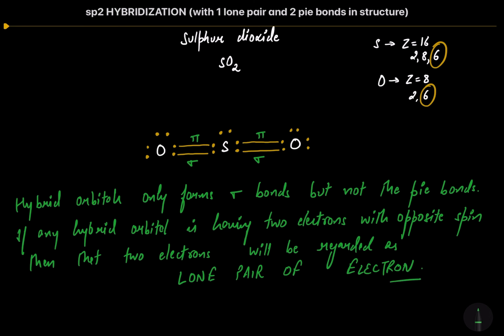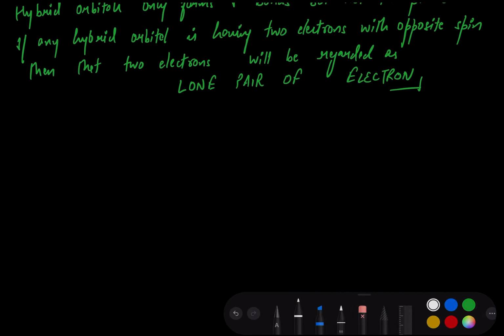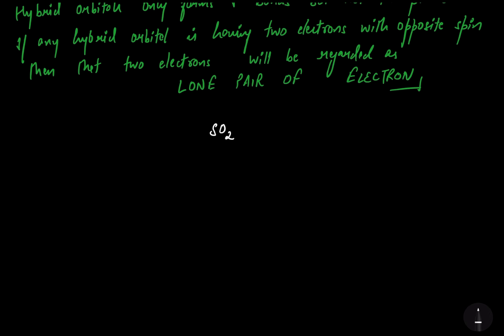Now let's apply this concept in the hybridization of sulfur dioxide. In the SO2 molecule, the central atom is sulfur. Why so? Because sulfur is forming the maximum number of bonds, that's 4 covalent bonds. That's why sulfur is the central atom, and we will be discussing the hybridization in case of sulfur.